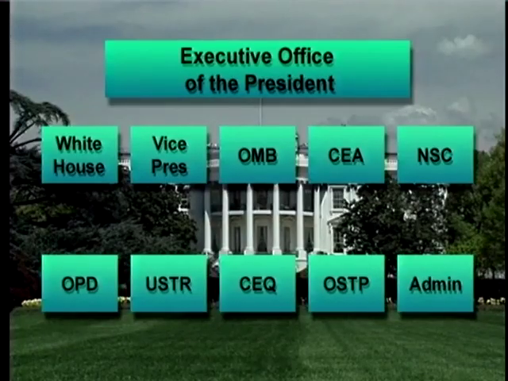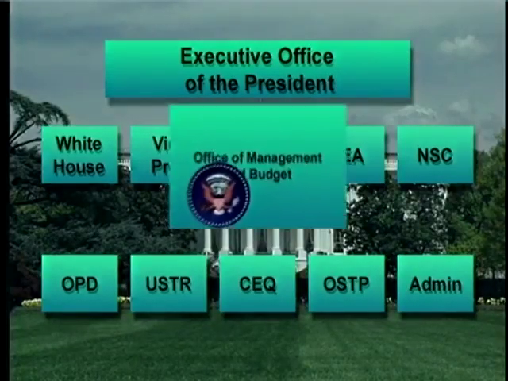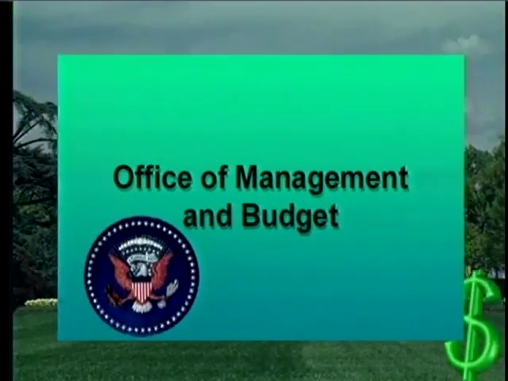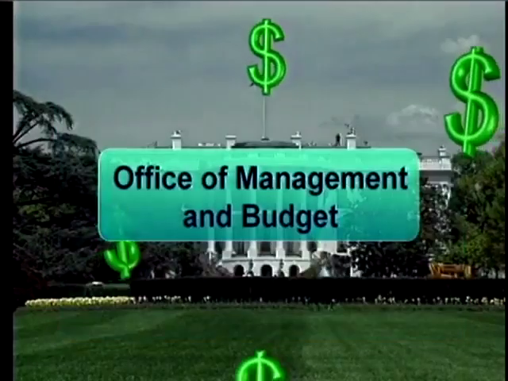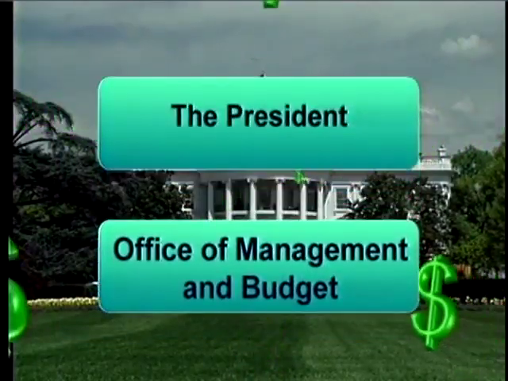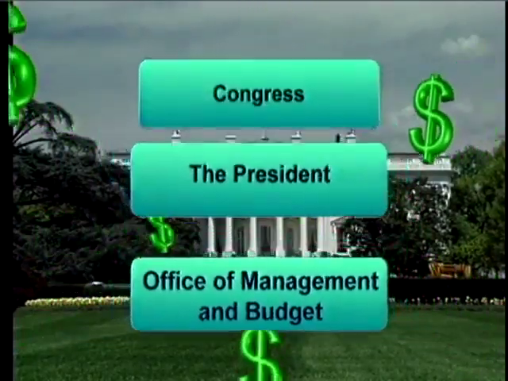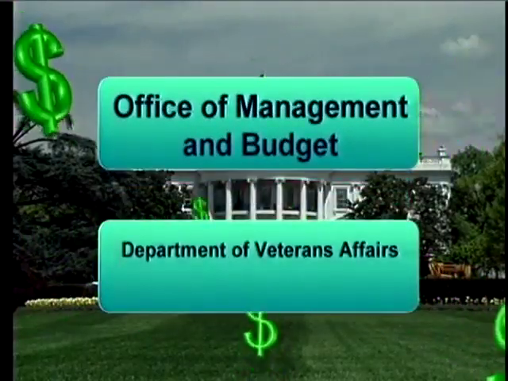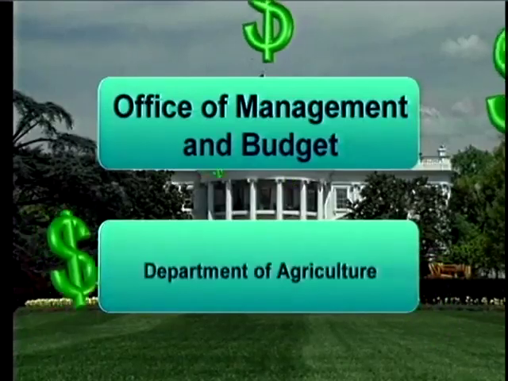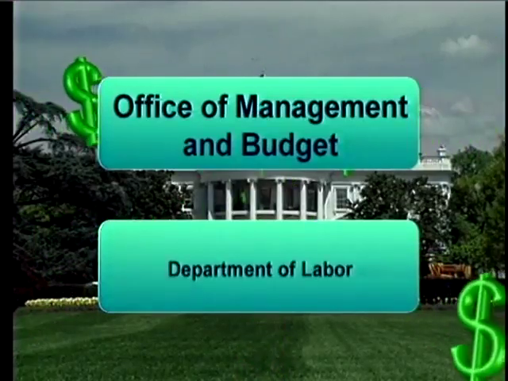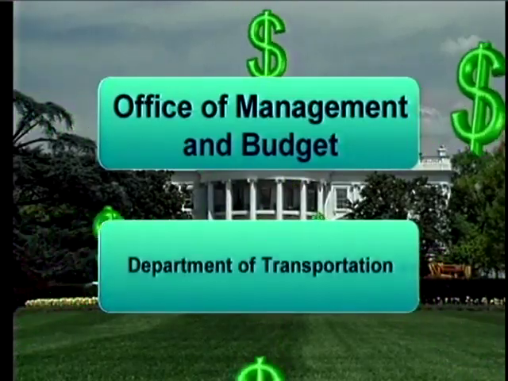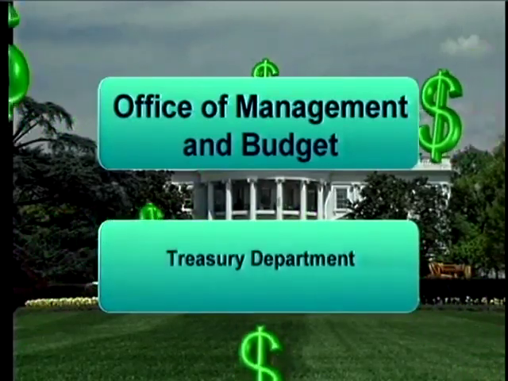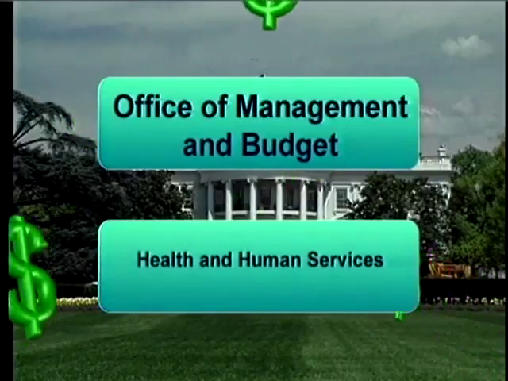The largest of the EOP agencies is the Office of Management and Budget. Its staff numbers nearly 600. The OMB prepares the annual federal budget, which the President in turn submits to Congress each year. Departments and agencies of the executive branch must submit annual budget requests to the OMB. The OMB then estimates what the government's tax revenues will be each year and how the funds can be distributed in order to run the government.